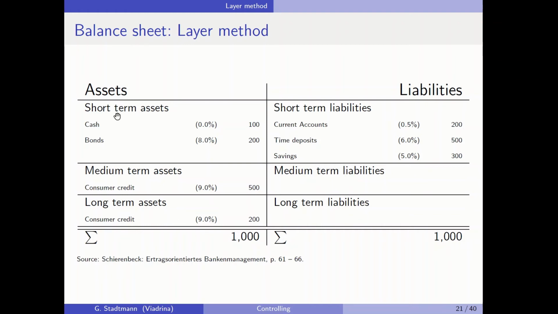It is the case that here is some cash and bonds. These are like short-term assets. Consumer credit is a medium-term asset, and then there are also some other consumer credits which have a long-term maturity. So you can see the interest rates in brackets here and the volume to the right.